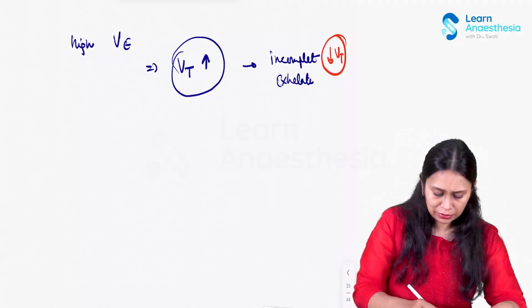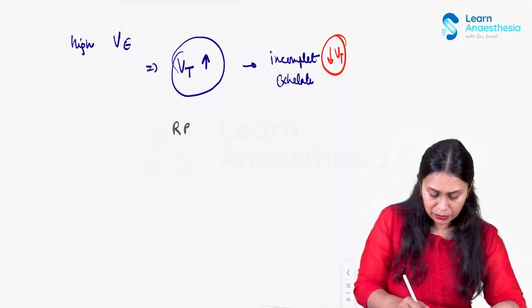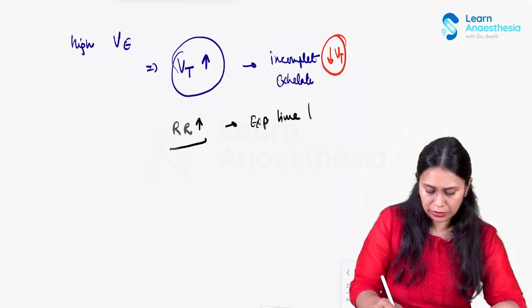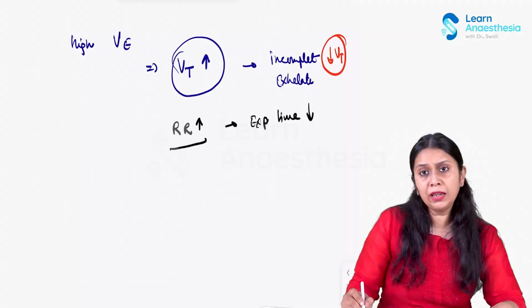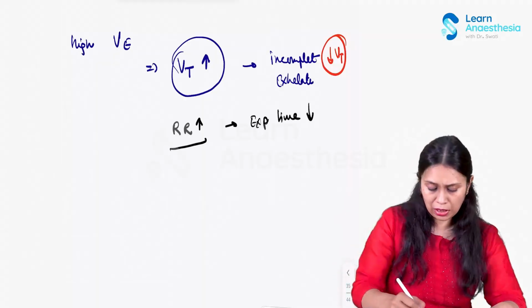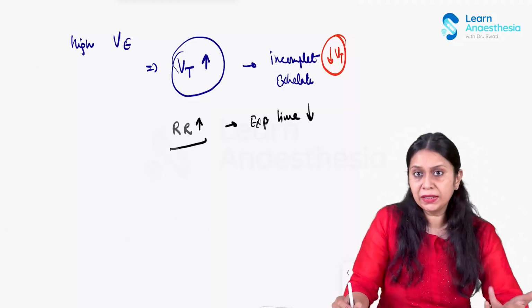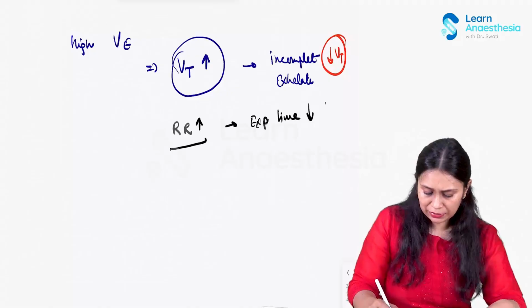Then the next is the increased respiratory rate. If respiratory rate is more, then what will happen? The expiratory time, the duration, would decrease. So again, it will cause air trapping. So the other way of combating the intrinsic PEEP is by decreasing the respiratory rate.